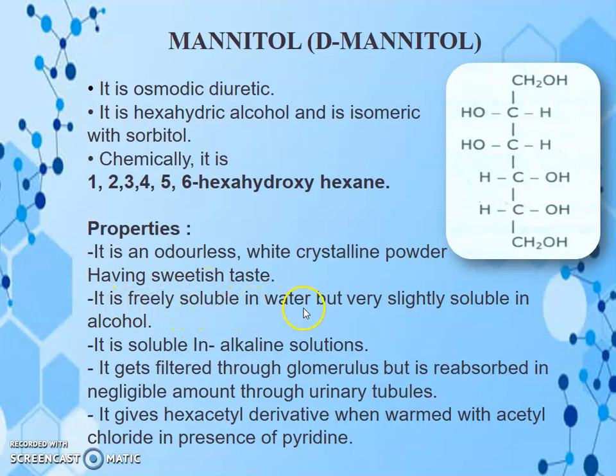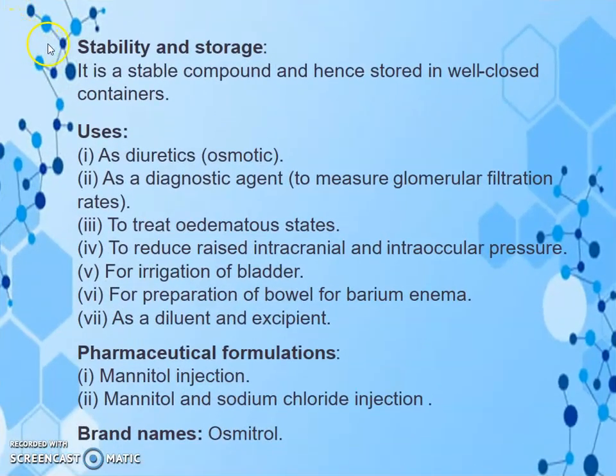It is freely soluble in water but very slightly soluble in alcohol. It is soluble in alkaline solutions. It gets filtered through the glomerulus but is reabsorbed in a negligible amount through the urinary tubules. It gives hexaacetate when warmed with acetyl chloride in the presence of pyridine. Stability and storage: it is a stable compound, hence it is stored in a well-closed container.